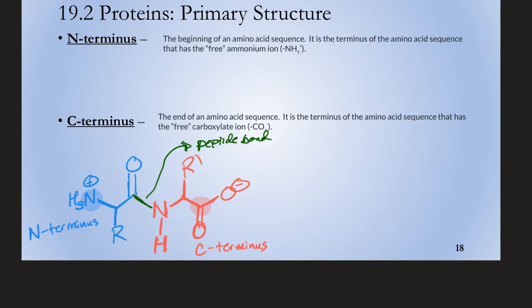So as you can see, the N-terminus here, as I've defined it, is the beginning of an amino acid sequence. It is the terminus of the amino acid sequence that has the free ammonium ion. The C-terminus of an amino acid sequence is the terminus that has the free carboxylate ion, the CO2 minus. So we have the N-terminus in blue there, and the C-terminus in red. The peptide bond is the green bond I have there. That's also, again, the amide bond.